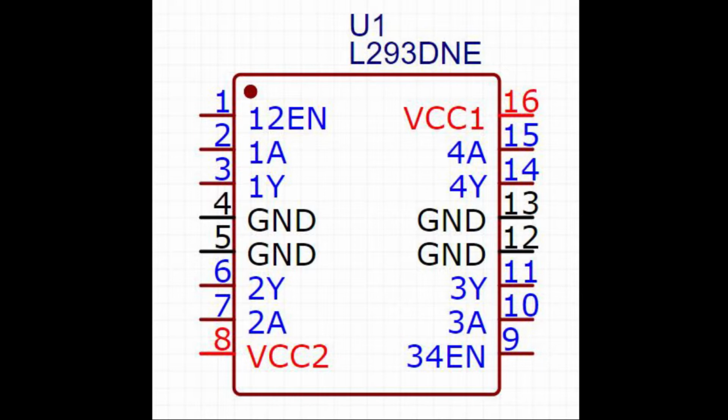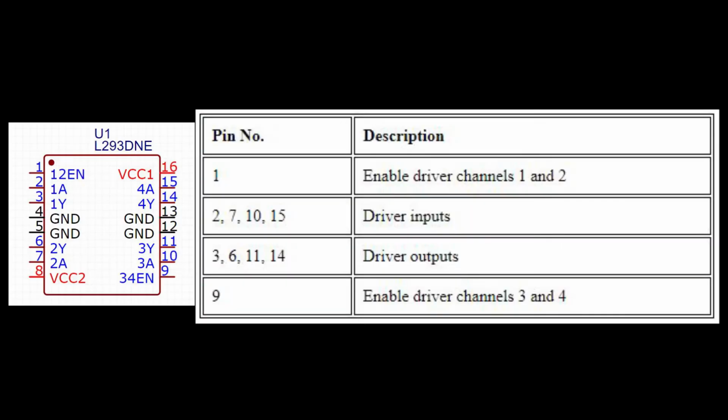The L293D is a high-current half-H bridge driver. It is designed to drive inductive loads such as relays, solenoids, DC and bipolar stepping motors, and other high-current and high-voltage loads. It gives an output current of 600 mA. Here is the pin description.